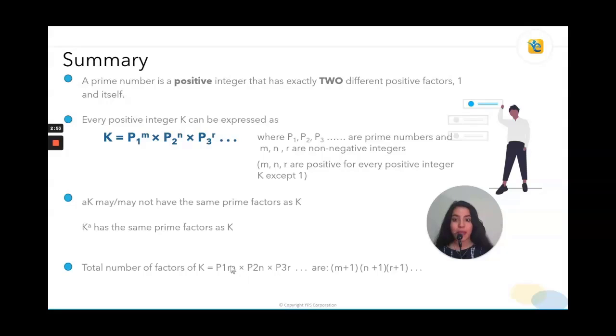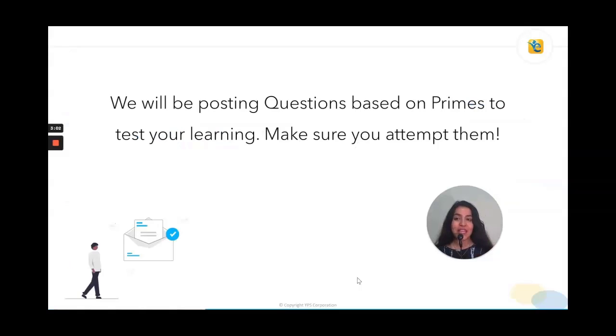I'm sorry about the format. This is supposed to be powers m, n, and r. The total factors are m plus 1, n plus 1 times r plus 1. This is all we did, and as I said, we will be posting questions based on prime numbers.